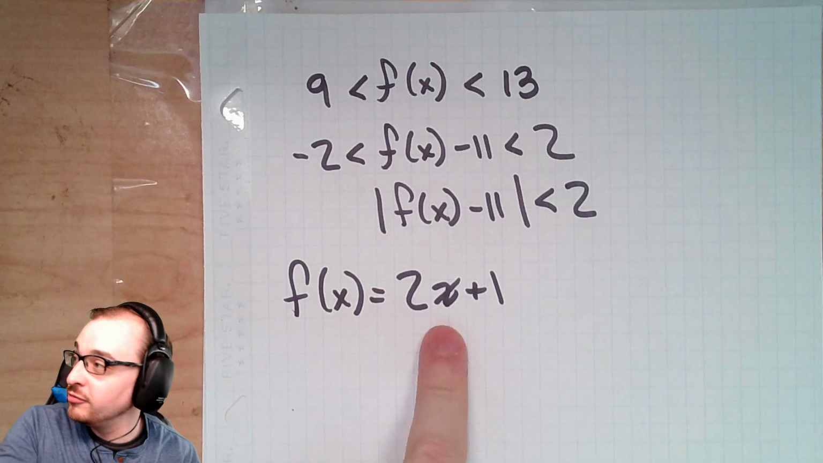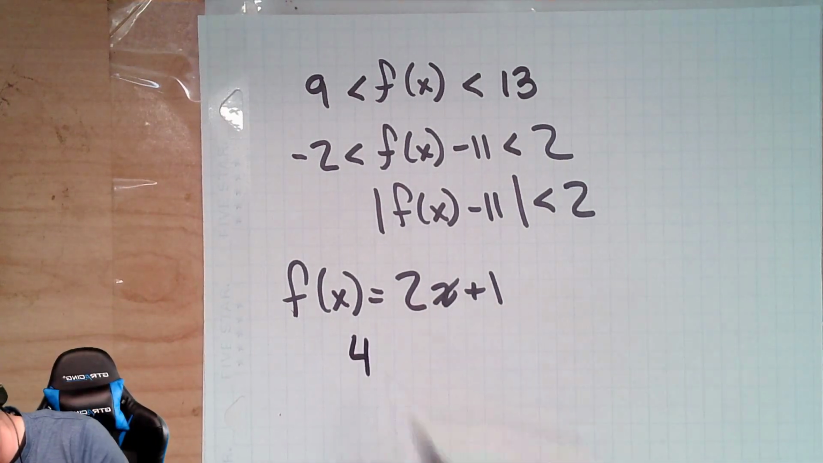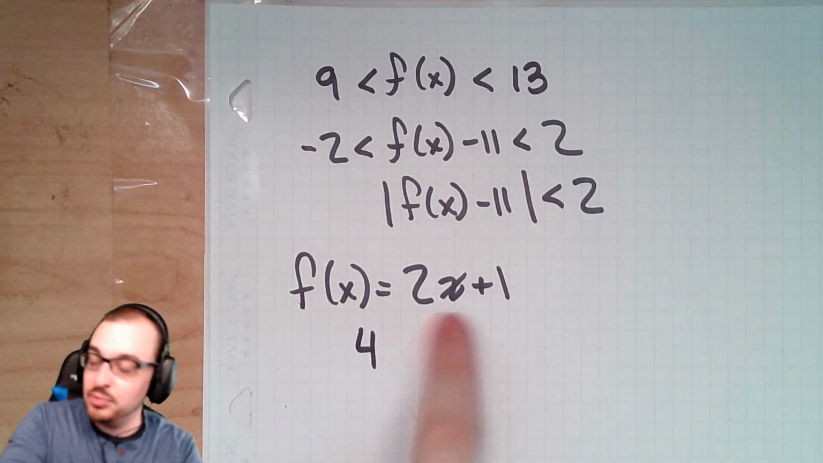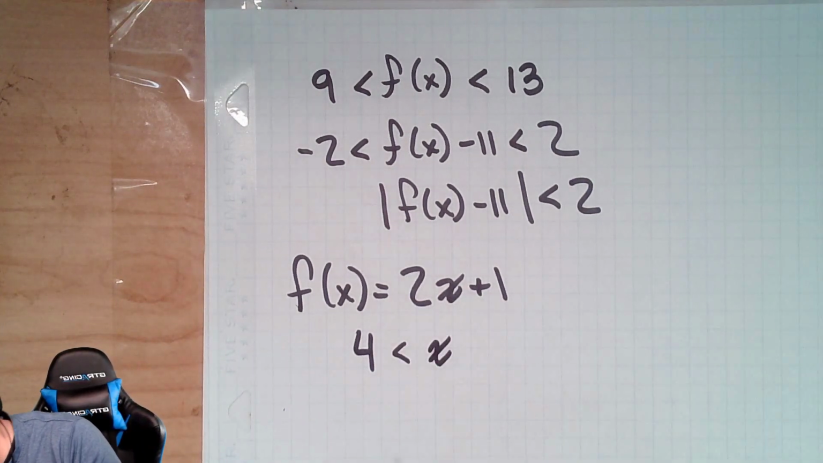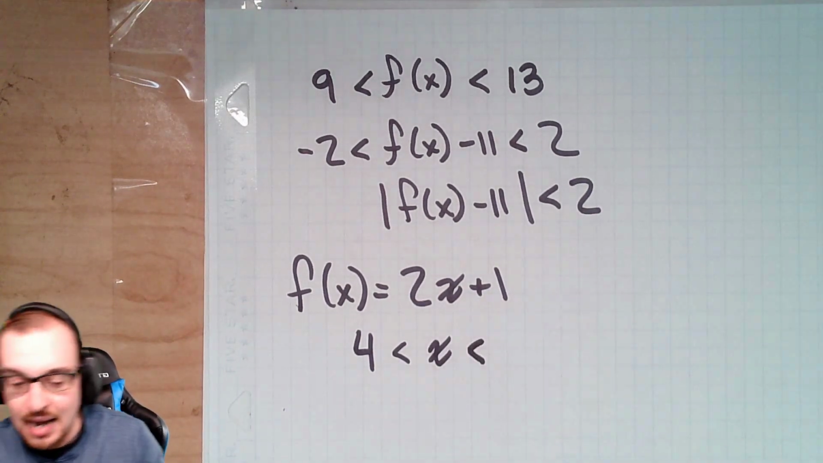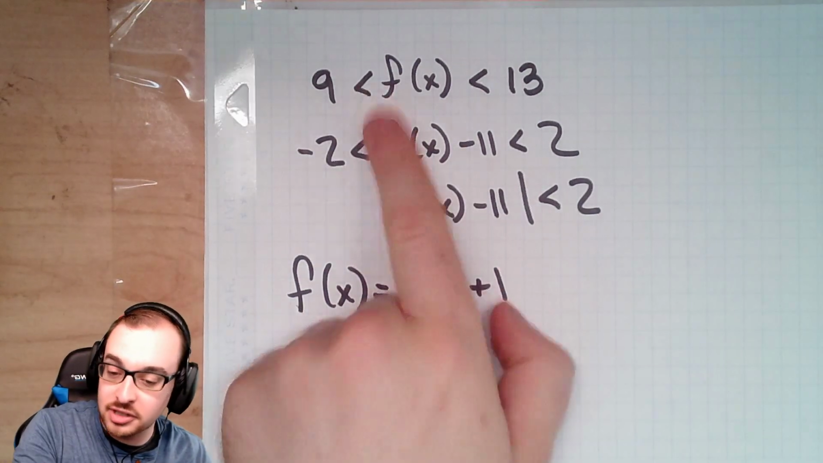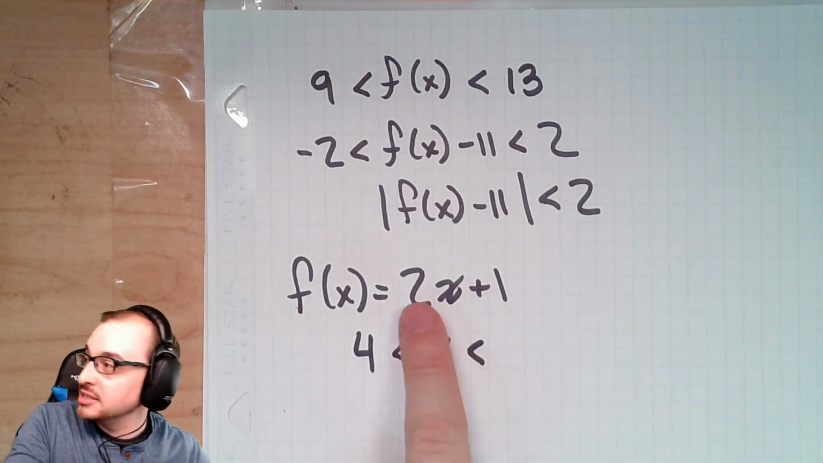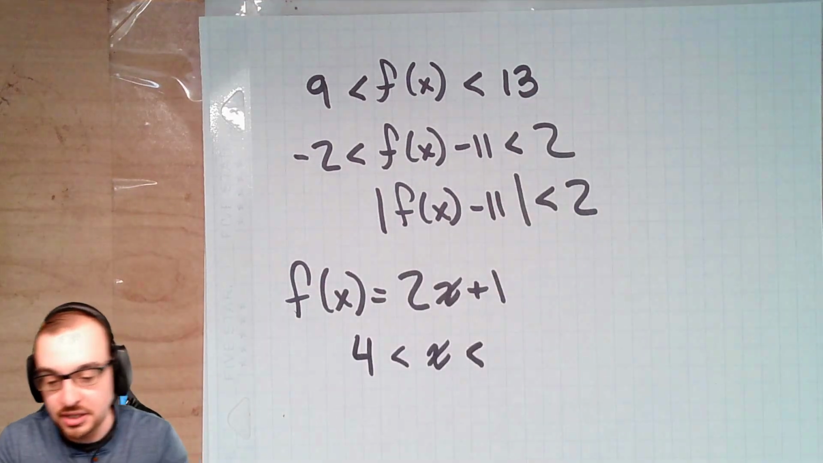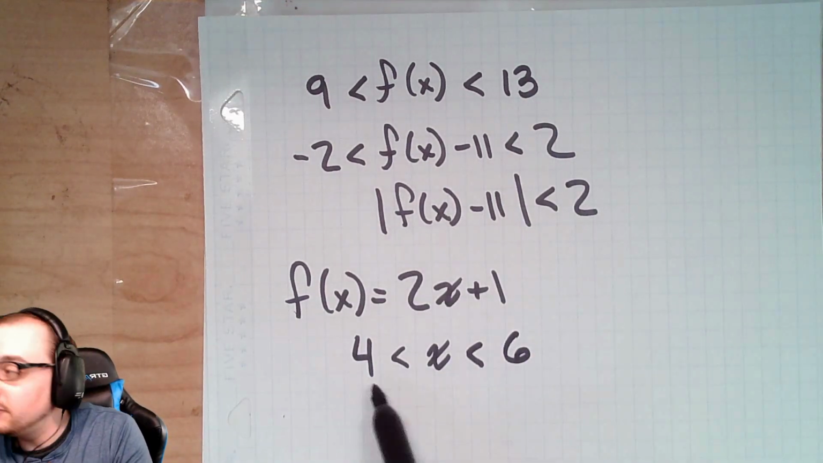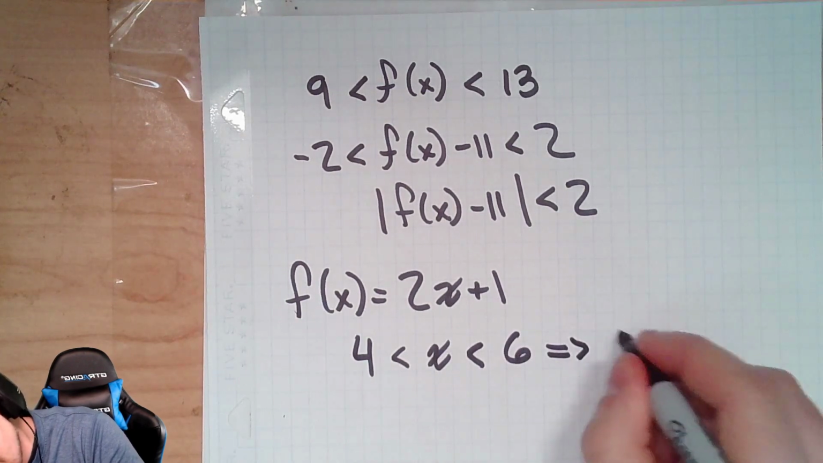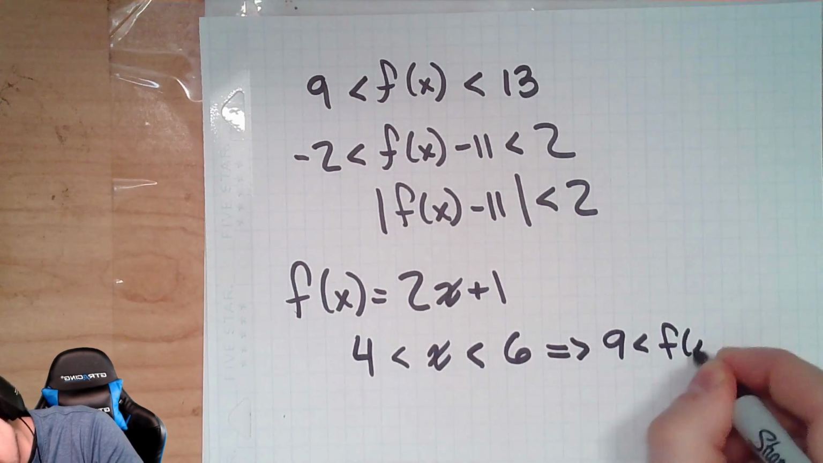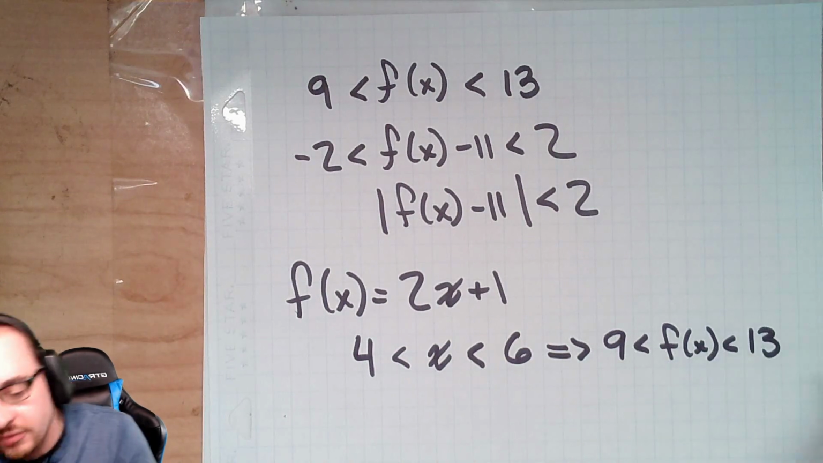Well, if I plug in 4 for x, what I get naturally is 8 plus 1, which is 9. So at the bottom, x could be 4. And at the top, the highest x could be, in order to stay within this range, would be 6, because 2 times 6 is 12, plus 1 is 13. So values between 4 and 6 for x will imply values between 9 and 13 for f of x.